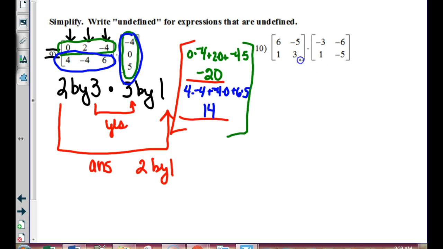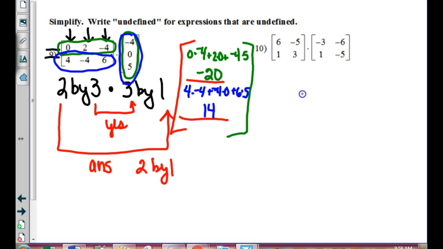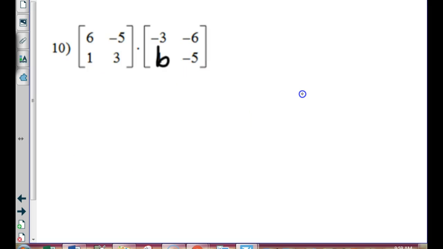All right. Now, I'm going to show you how to do this on the calculator eventually, but I'm also going to tell you that on the quiz, I'm going to throw a letter in there so that you can't use a calculator. So let's look at number 10. Is this what your number 10 says? It's a B. Okay, this is the letter B. So can you do this one?